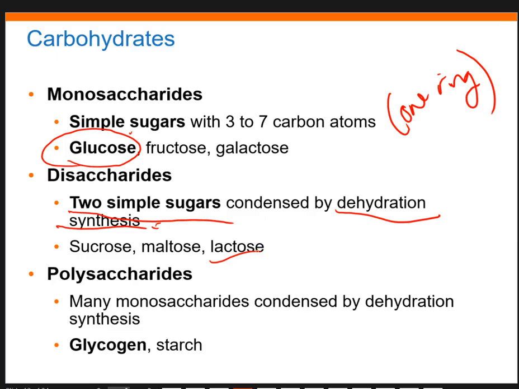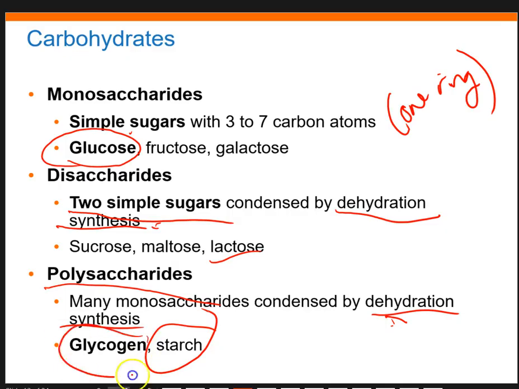Now, finally, polysaccharides are really, really large starches, for example, that include many monosaccharides linked together by dehydration synthesis. So every time you link a sugar on, you perform another dehydration synthesis reaction. And this happens to form really large things. So again, starches like we eat in potatoes, those are huge carbohydrates. Glycogen is really important.